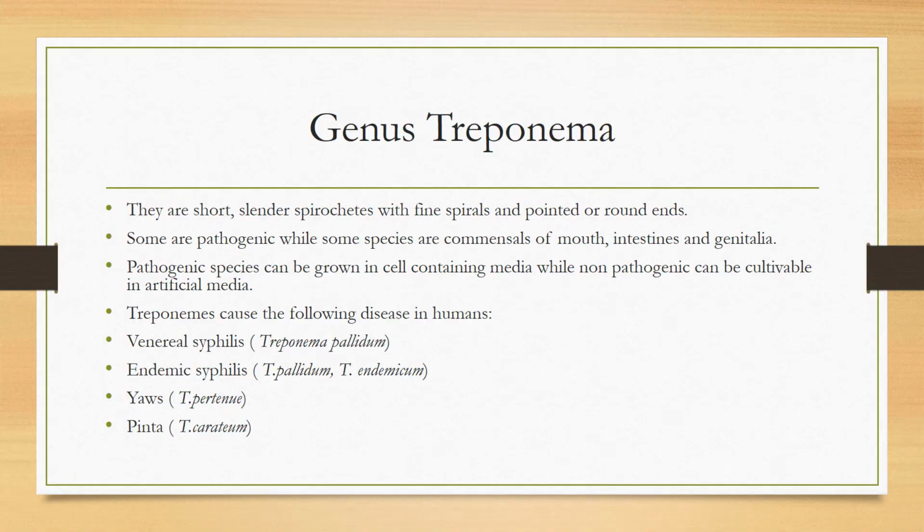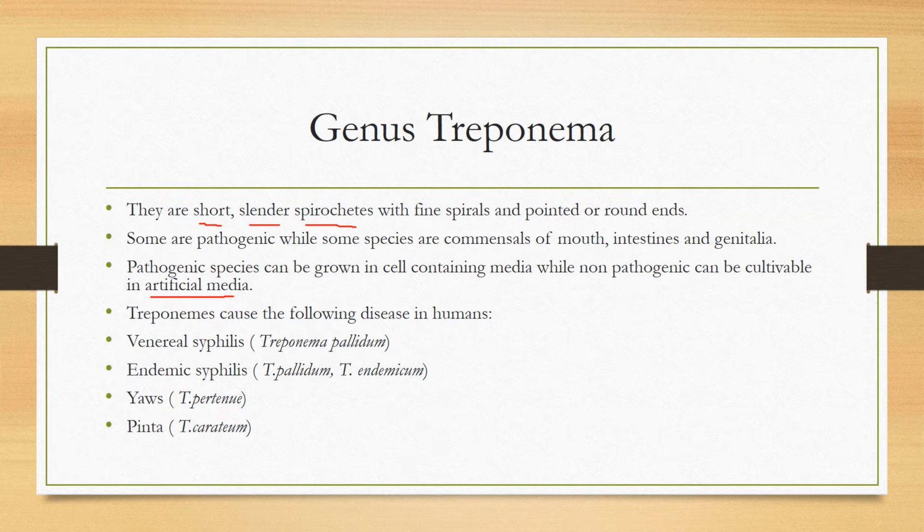The genus Treponema are short, slender spirochetes with fine spirals and pointed round ends. Some are pathogenic, while some species are commensal, residing in our mouth, intestine, and genitalia. Pathogenic species can be grown in cell-containing medium like testes, while non-pathogenic organisms can be cultivated in artificial medium.